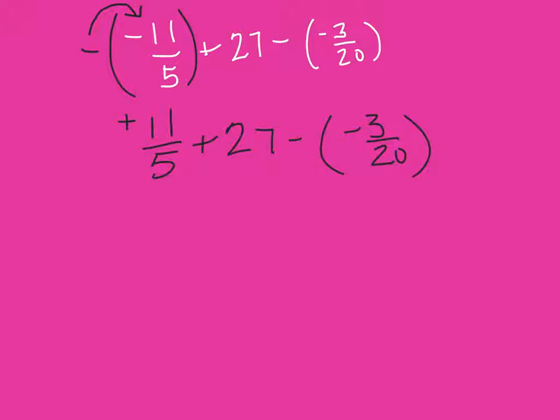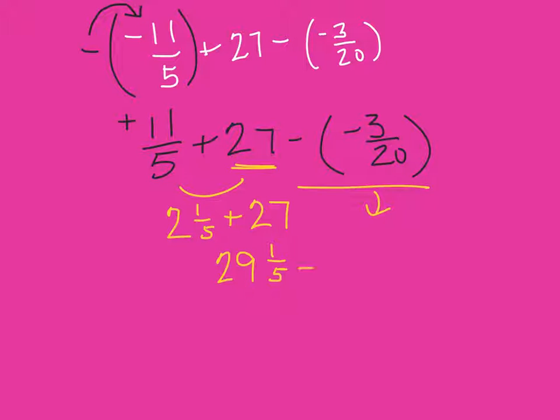So this makes things a little bit easier because I'm now going to change that positive 11/5 to its mixed number form, because the first thing I need to do is add it to 27. So since 27 is a whole number, I'm going to be adding it to a mixed number to make it easier. So 5 goes into 11 2 times with 1 left over. 2 1/5 plus 27. So I can just add my 2 whole numbers. 2 plus 27 is 29. And carry the mixed number over since it's just that one mixed number. And then bring down the rest of this problem. Minus -3/20.